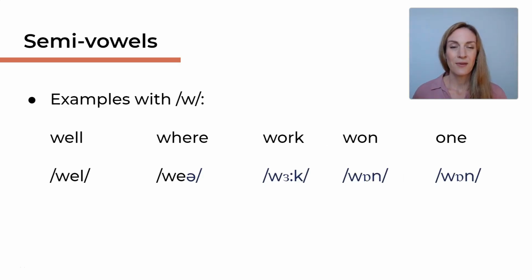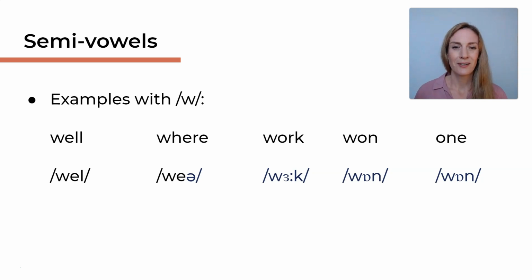Now here are some example words with the sound w. So we have, for example, well, where, work, one, and one. Now the last two actually sound the same, they're homophones. They are spelled differently, they have a different meaning, but the sound is exactly the same. Both times we have w, a, n, one for the past form of the verb to win, and also one as in 1, 2, 3.